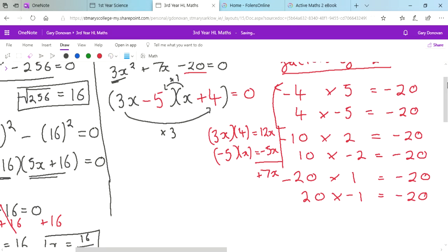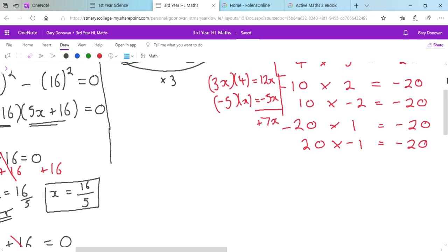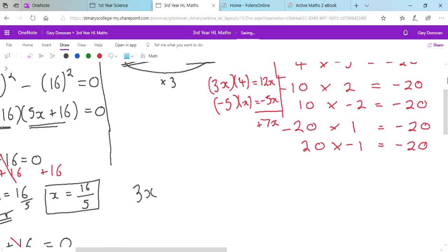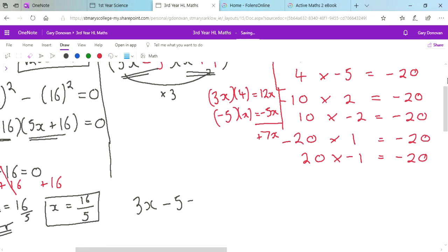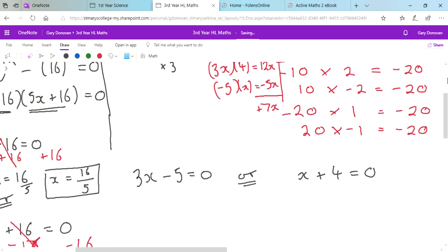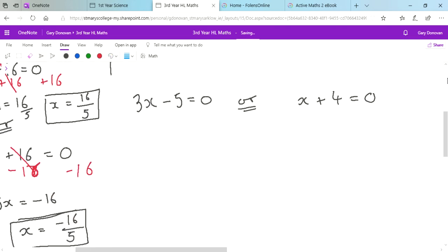We have our two factors now, and we know that one of these numbers must be equal to 0, or at least one of these numbers. So 3x minus 5 could equal 0, or x plus 4 could equal 0, because in order for the product of these numbers to equal 0, at least one of them has to be 0. So we have 3x minus 5 equals 0, or x plus 4 equals 0. And to solve the equation, or to finish the question, we just have to solve both these equations.